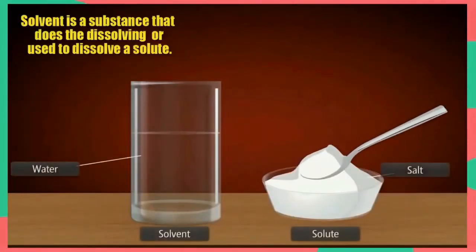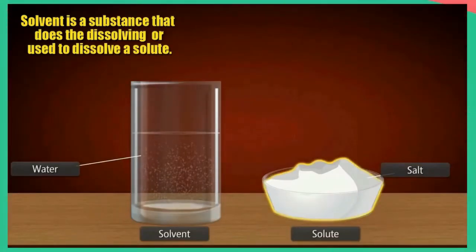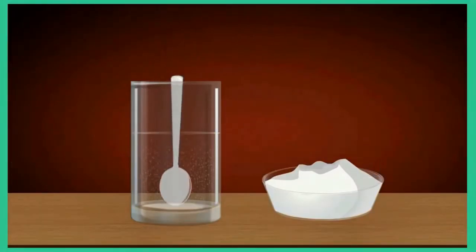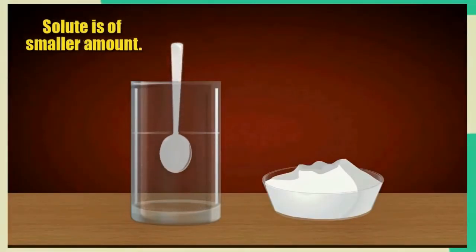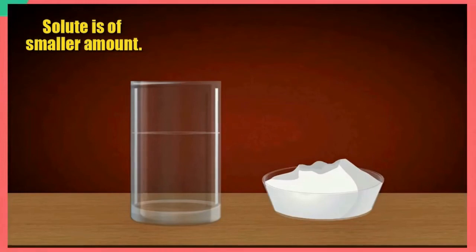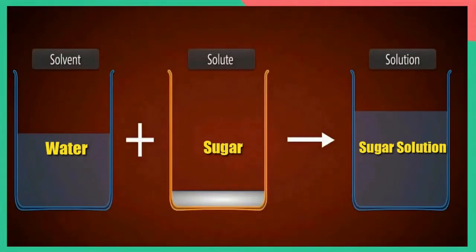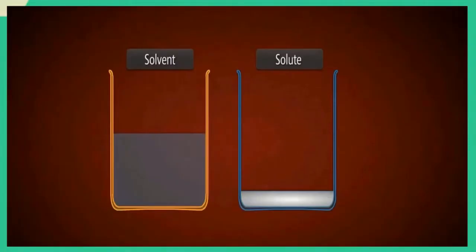A solvent is a substance that does the dissolving, or it is a substance used to dissolve a solute. It is of a larger amount. A solute is a substance being dissolved. A solute is the substance of smaller amount. For example, a sugar solution is composed of water and sugar. Water is the solvent and sugar is the solute. The water, or the solvent, is always present in larger amount than the sugar, or the solute.